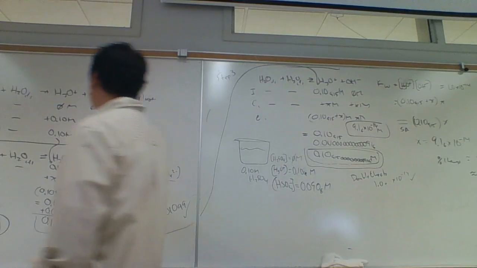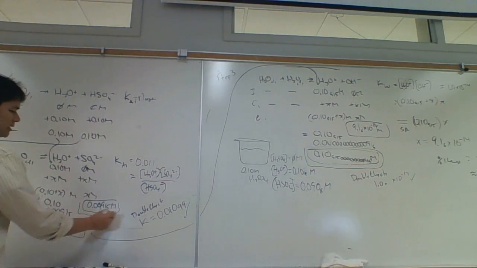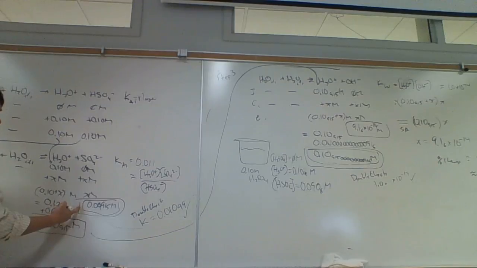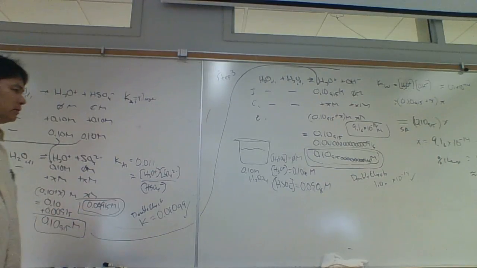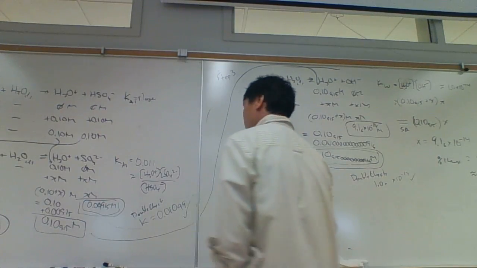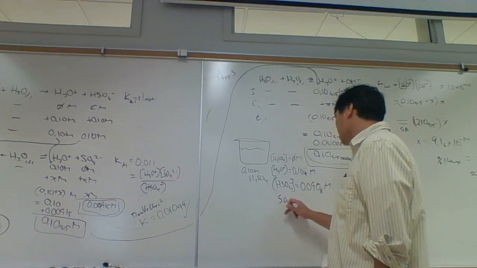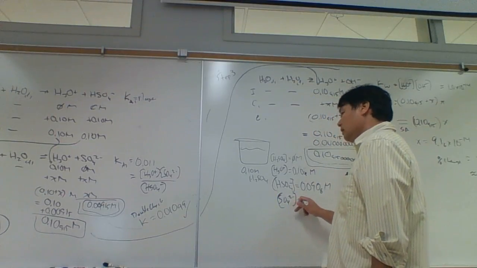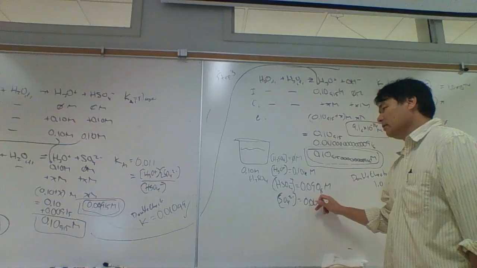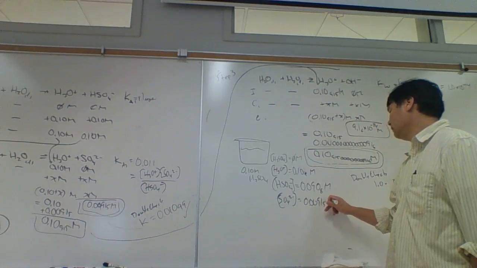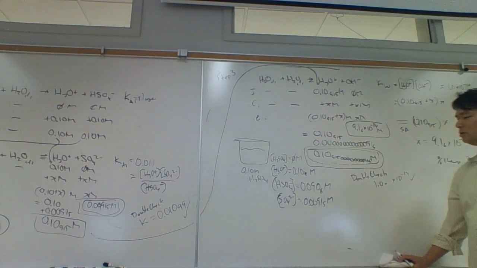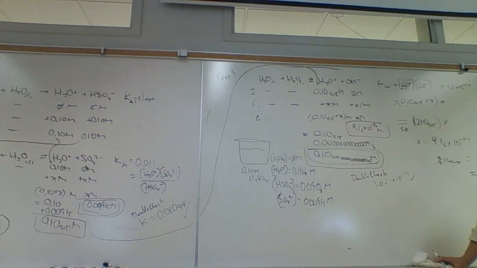Okay, and then sulfate stops here. So this is the last. We don't add or subtract in subsequent steps. So sulfate is just going to stop there at 0.00915 molar, or 0.0092 molar, rounded.